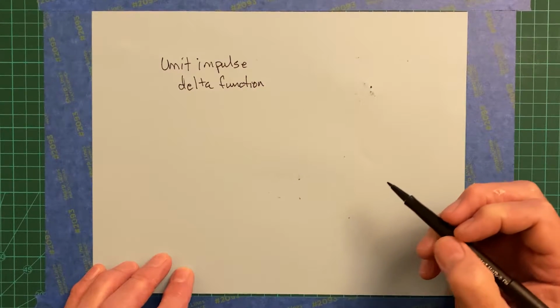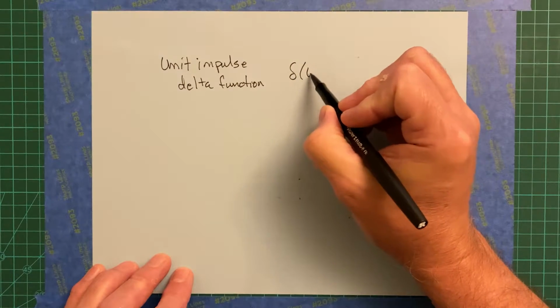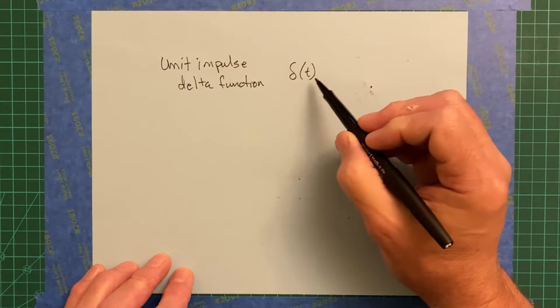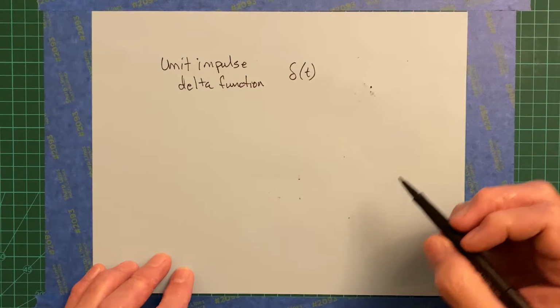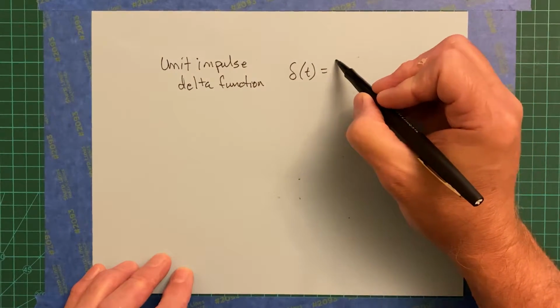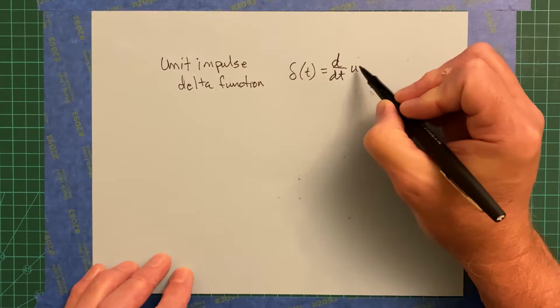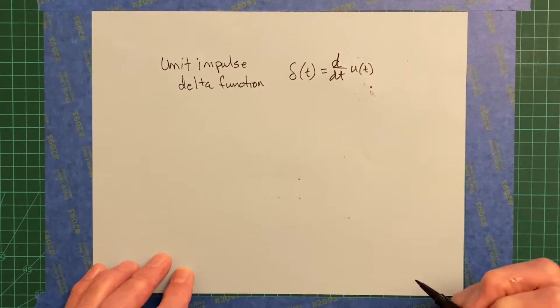Or sometimes called the Dirac delta. It is defined this way. Let's say delta of t. Instead of writing t minus t naught, I'm just going to use t naught equals 0 here. It is defined this way. It is the derivative of the unit step. So it is d dt of u of t, like that.